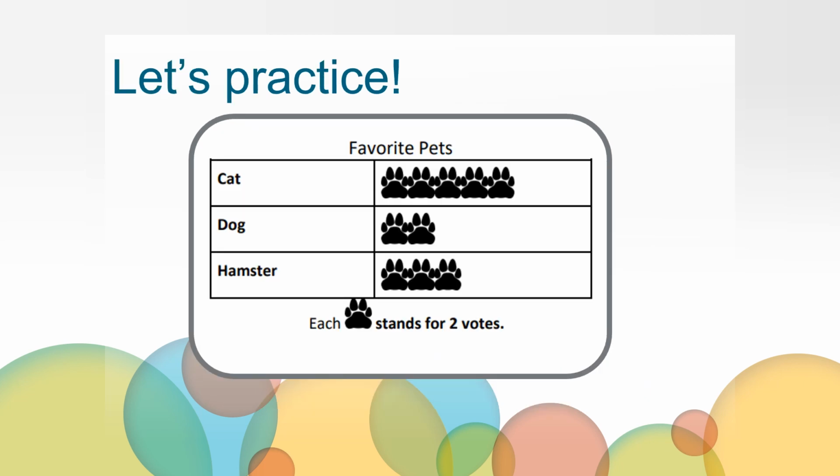Let's practice what we've learned with another pictograph. The title at the top reads, Favorite Pets. Then down the side it says cat, dog, hamster. At the bottom, the key reads, each paw print stands for 2 votes. Take a moment to use this information to help you make sense of the data collected in this graph.